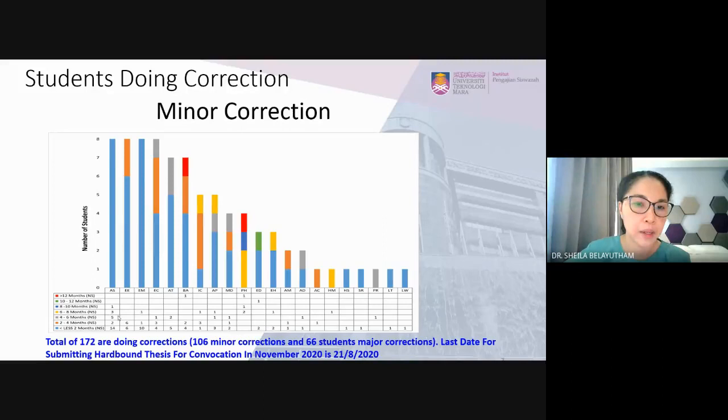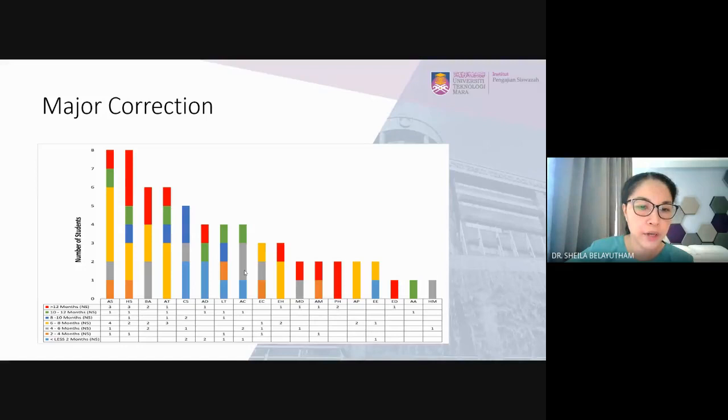And these are for the major corrections, and these are the various faculties, the number of students and the period they are taking to complete their major corrections.